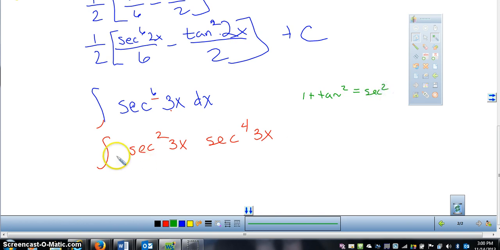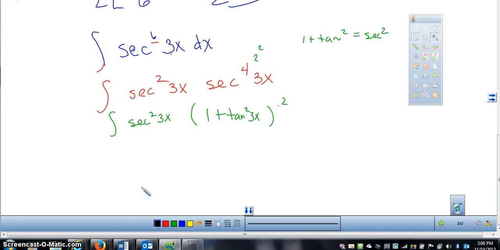And so there's a little algebra trick here. I'm going to just leave this one as secant squared of 3x. But this one I'm going to rewrite as 1 plus tangent squared of 3x, squared. Because you have to remember the fourth power means squared of a square. So I'm squaring the square.